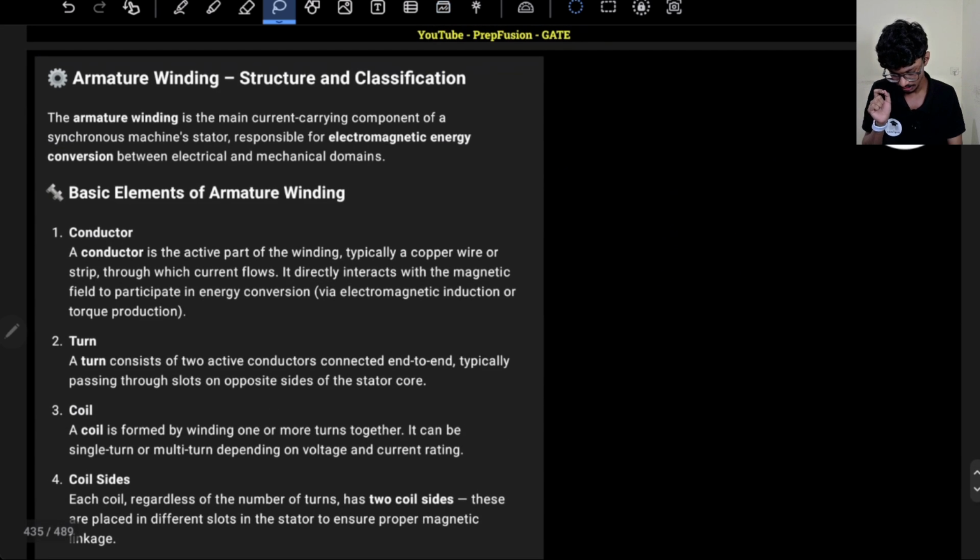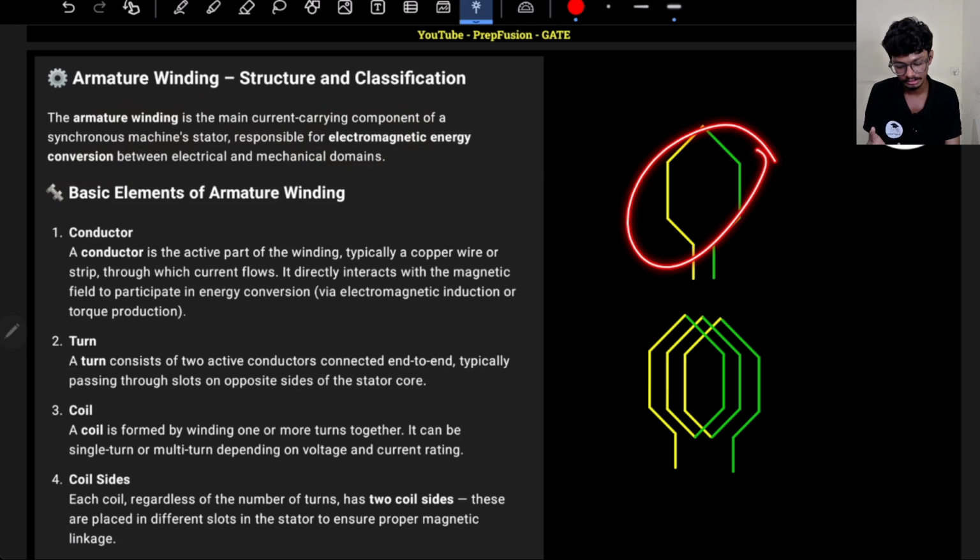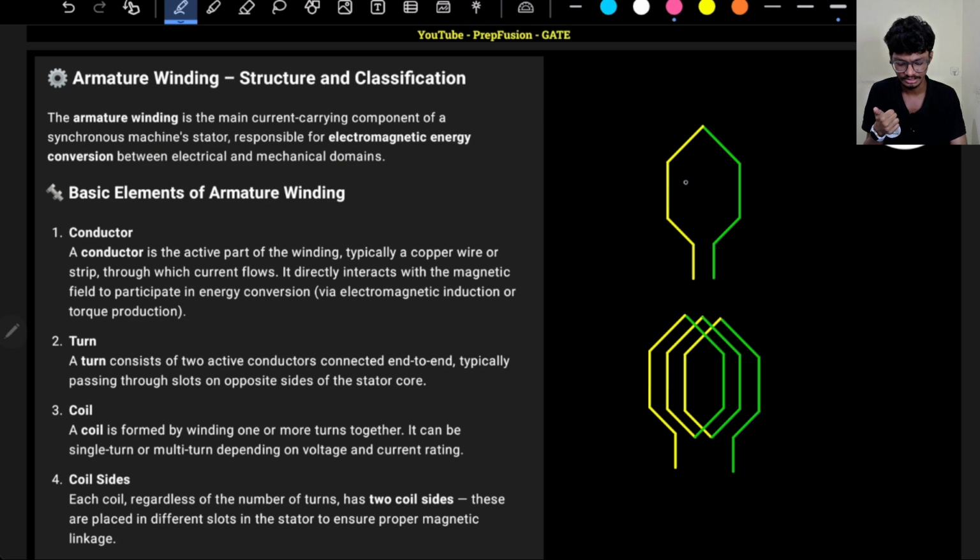So here, the armature winding is the main current carrying component of a synchronous machine's stator, responsible for the electromagnetic energy conversion between the electrical and mechanical domains. So basically the armature conductor is responsible. Why? Because through the armature current Ia flows, and that current and the magnetic flux interact with each other to produce a torque.